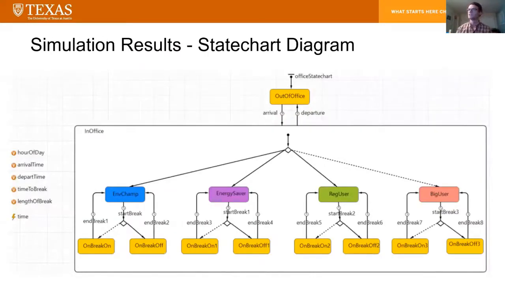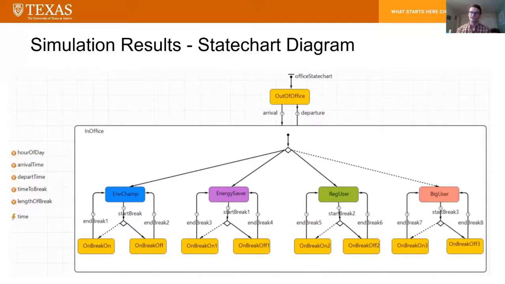So here's the final state chart that we used for this question. The agents begin in the out of office state. They then transition to the composite in office state with the arrival transition. And as soon as they enter the in office state, they are immediately branched out into the 4 different energy usage types, being environmental champion, energy saver, regular user, and big user.